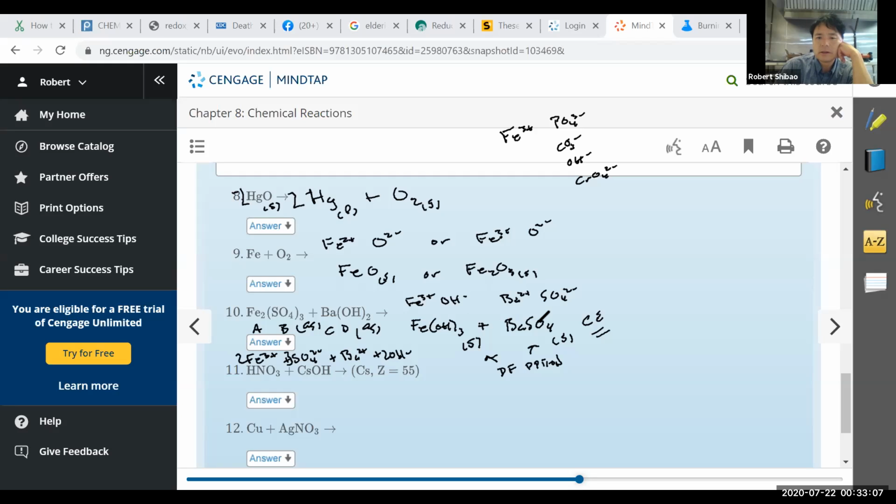Neither of these are soluble, so these stay the same, this one and this one. And then there are no spectators. So the ionic equation is the same as the net ion equation because nothing cancels out. These are favorable ion combinations. Iron loves hydroxide, barium loves sulfate. Those are better combinations than the existing combinations.